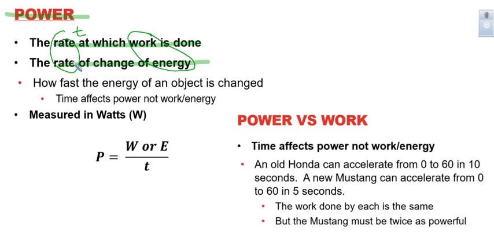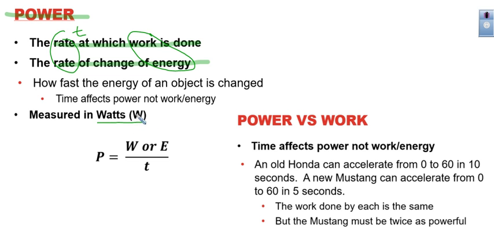So far, none of our equations for work or energy have included time. So time is something that is going to be specific to our power. How quickly that energy is changed is going to relate to how much power we have. So the faster that I am is going to dictate the amount of power that I have. Power is measured in watts for its units, notated by a capital W.